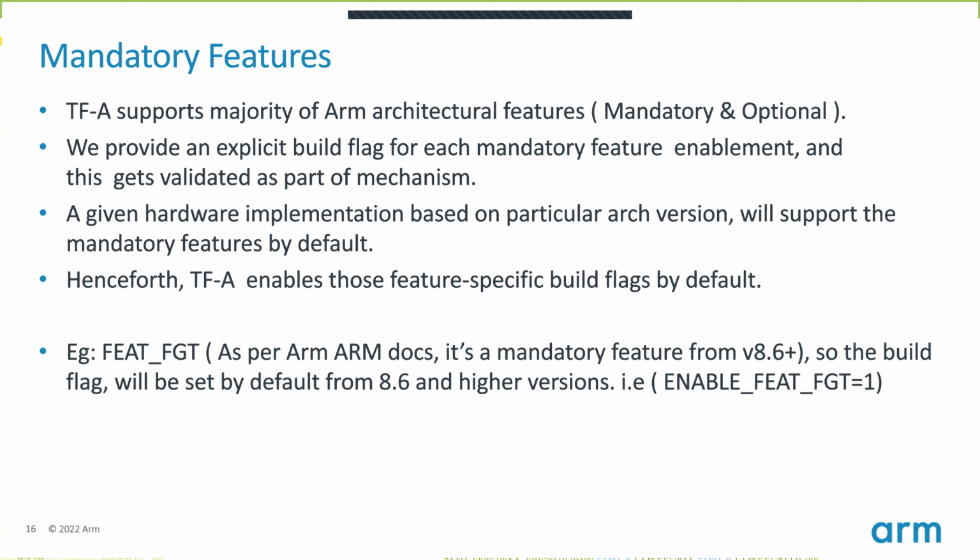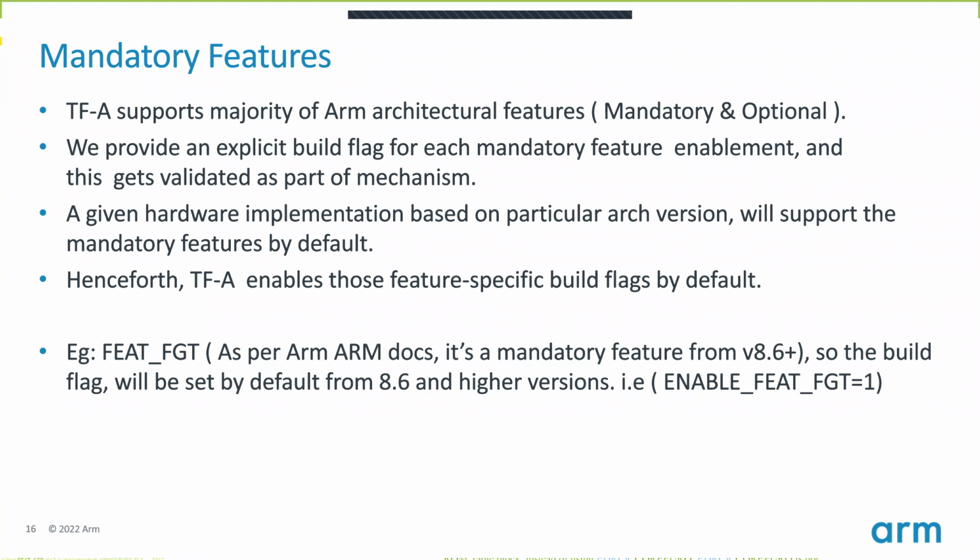In our existing implementation, in the TFA, if there is any new feature, we usually provide a build flag, and then we allow the platforms to take care of that. If they want, let them enable it. If they don't want, let them disable it. And then as part of the feature detection mechanism, we will bring those build flags and we will validate them.